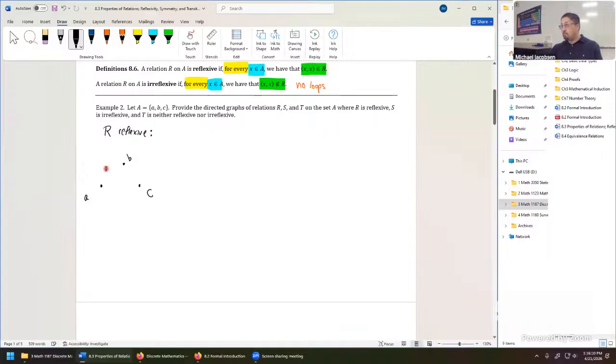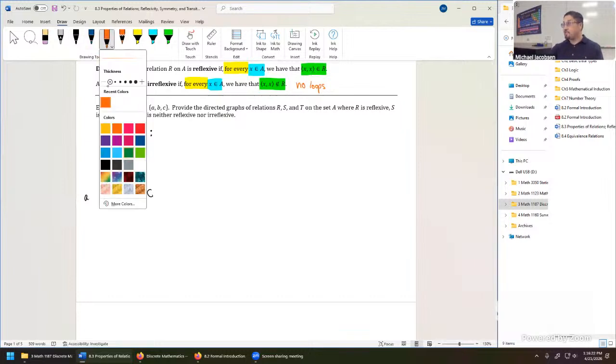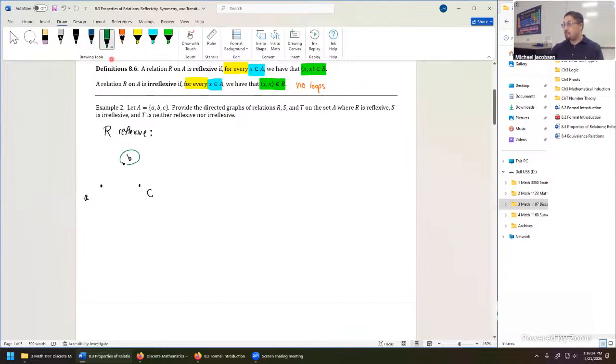That means, well, again, there's a lot of possibilities. The only thing that I have to do to ensure reflexivity is every element loops back in on itself. So if I do this, our job is done. That's automatically a reflexive relationship. It has just 3 ordered pairs. The set is A is related to A, B is related to B, C is related to C.